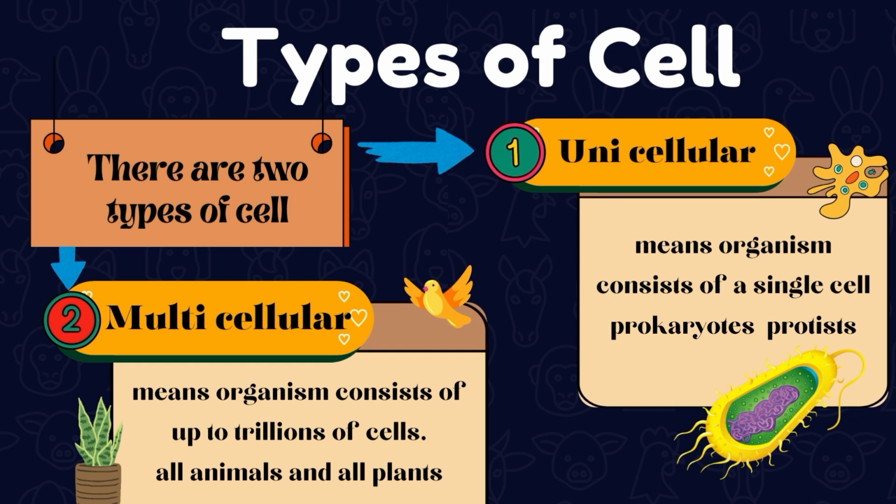Multicellular means the organism consists of up to trillions of cells. For example, all animals and all plants.